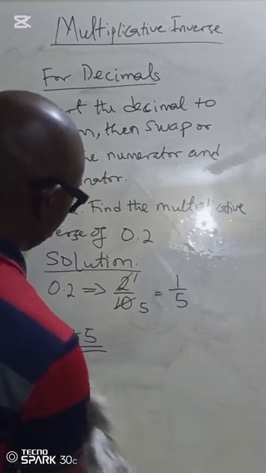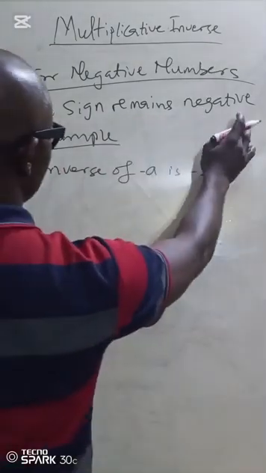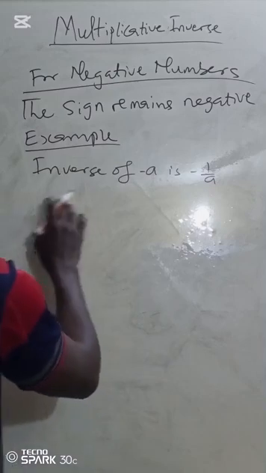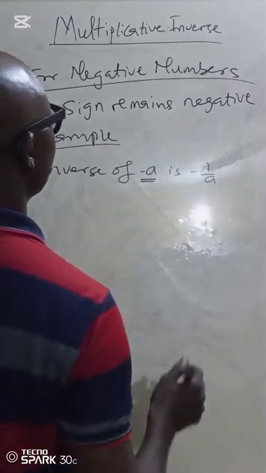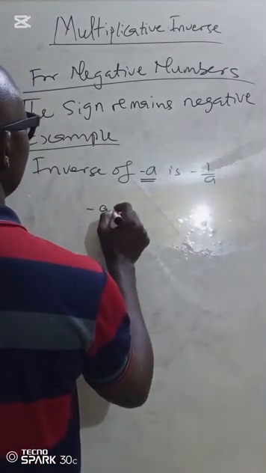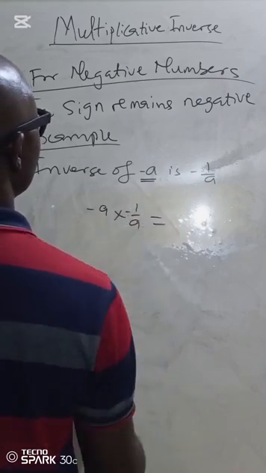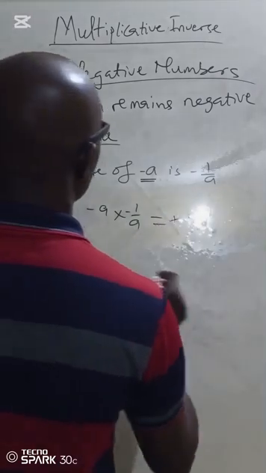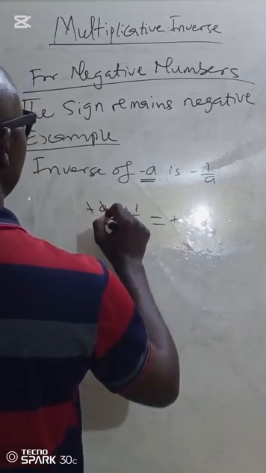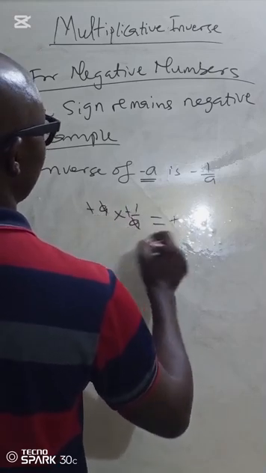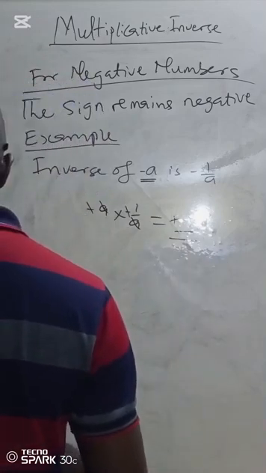So for negative numbers, the sign remains negative. For example, the inverse of minus a is minus 1 over a, because minus a multiplied by minus 1 over a will give me plus 1, or let me say 1. Minus multiplied by minus will give positive, and a divided by a gives 1. So the negative sign remains the same.